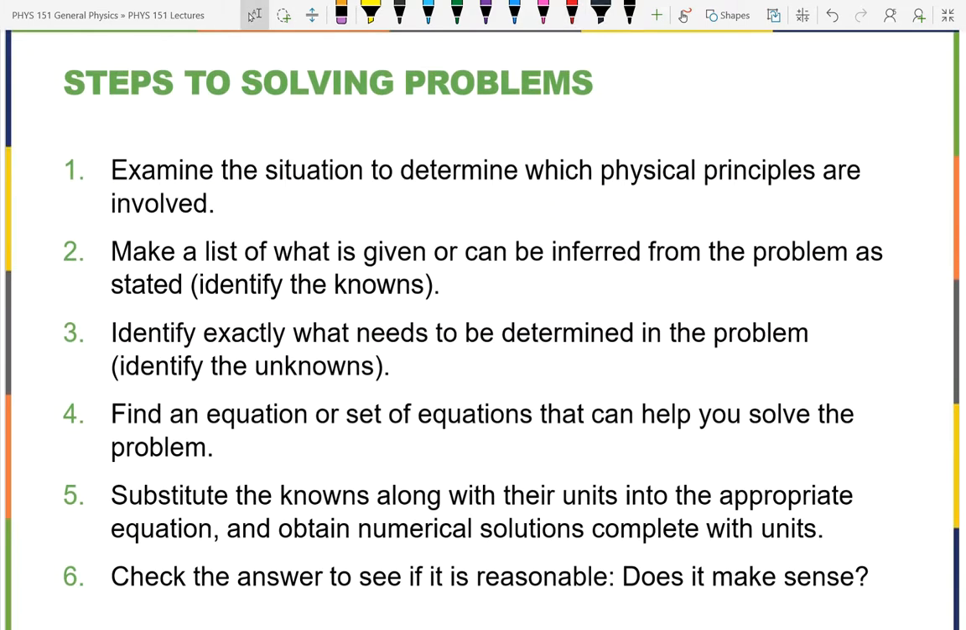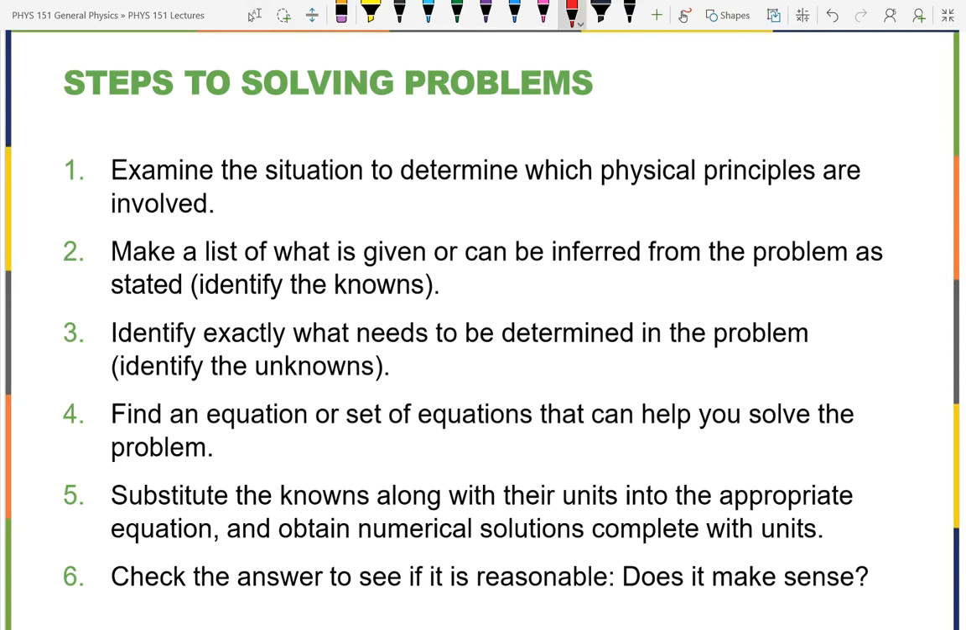Solving problems. As you saw, there's basically 5 one-dimensional problems in the application, and then there's another 2 or 3 one or two-dimensional problems in the synthesis. So being able to solve problems is going to be important for around half of the credit on the test. So examine the situation before you start. Make sure you know what is going on in the problem. Make a list of what you know and what you're looking for.